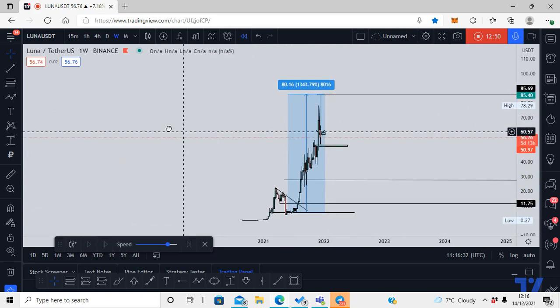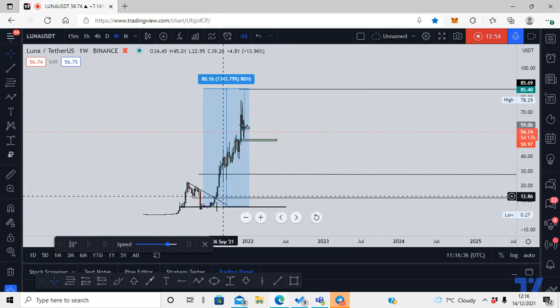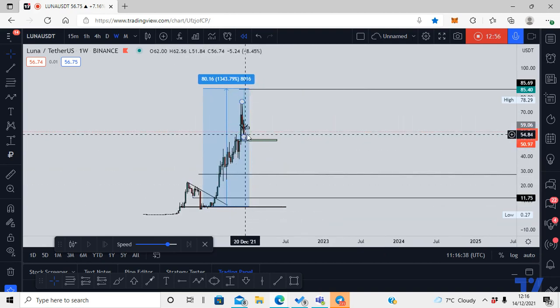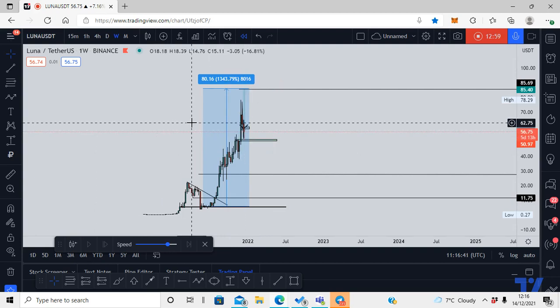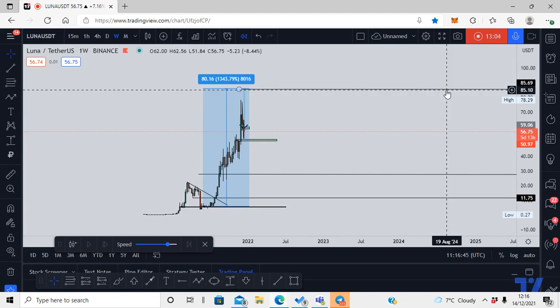So all in all, very bullish price action here on Luna. This chart looks extremely bullish despite the current market conditions, and we will be waiting for the entry rules that I've just identified before we will be looking at any new leverage positions here on Luna USDT.